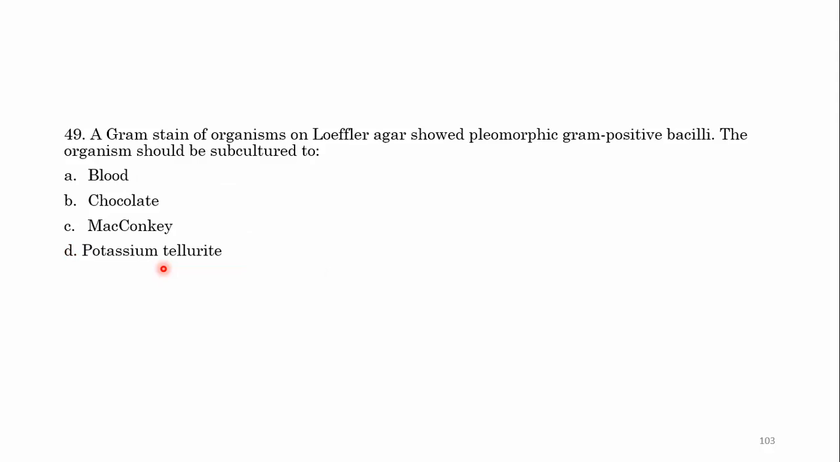49. A Gram stain of organism on Loeffler agar showed pleomorphic gram-positive bacilli. The organism should be subcultured to A, blood, B, chocolate agar plate, C, MAC, or D, potassium tellurite.